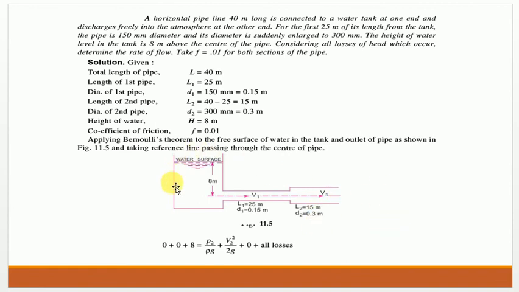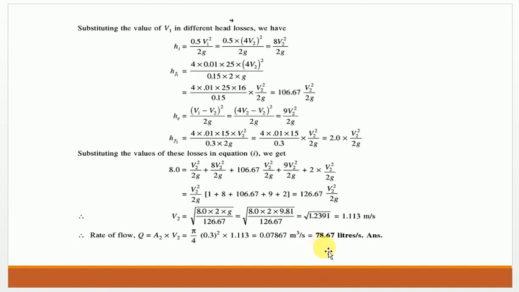So how is it being discharged? Because of the potential head, which is 8 meters. Due to this potential head, from the tank, the water is converted to kinetic energy, and due to this energy, the water is discharged at 78 liters per second.